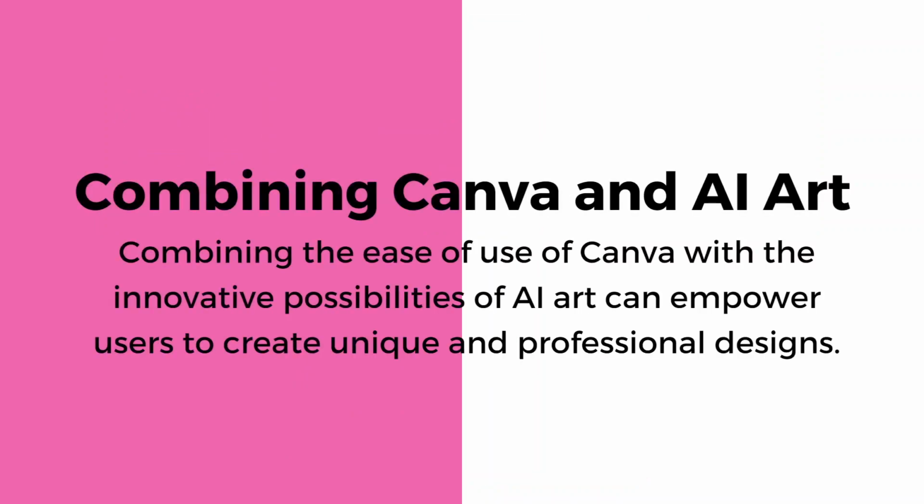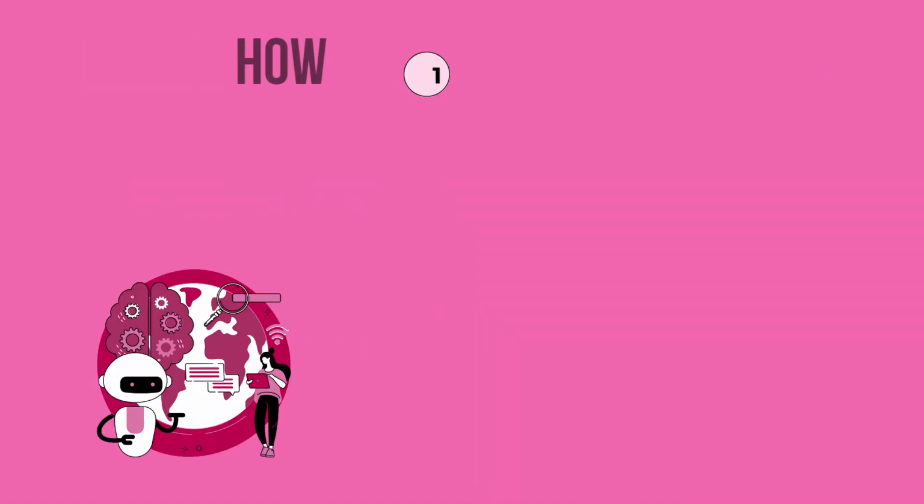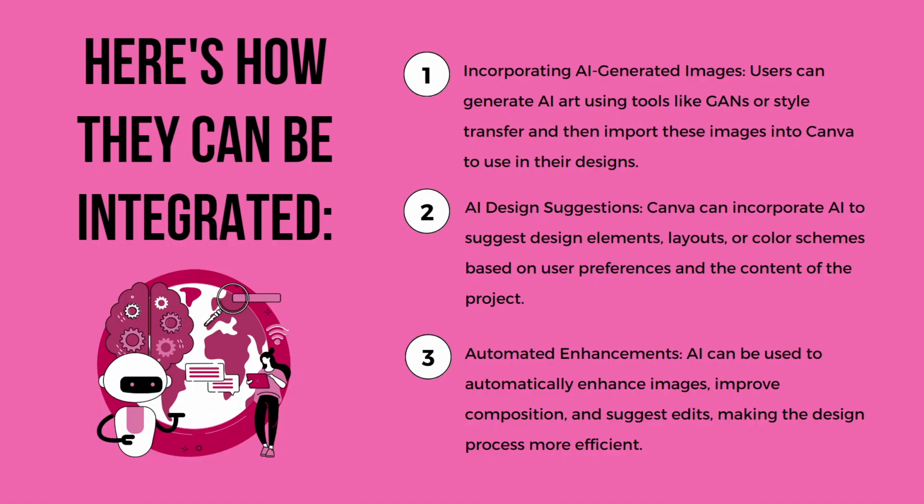Combining Canva and AI art. Combining the ease of use of Canva with the innovative possibilities of AI art can empower users to create unique and professional designs. Here's how they can be integrated. Incorporating AI-generated images: users can generate AI art using tools like GANs or style transfer and then import these images into Canva to use in their design.